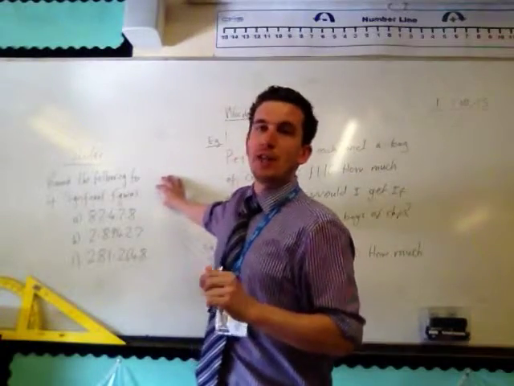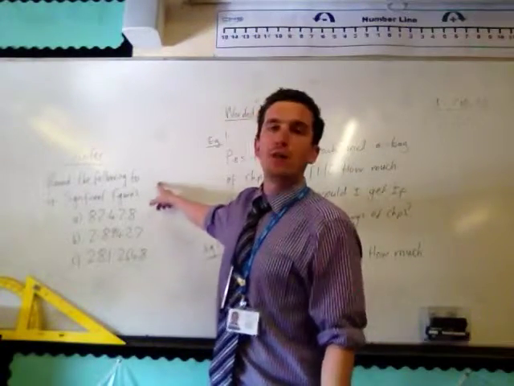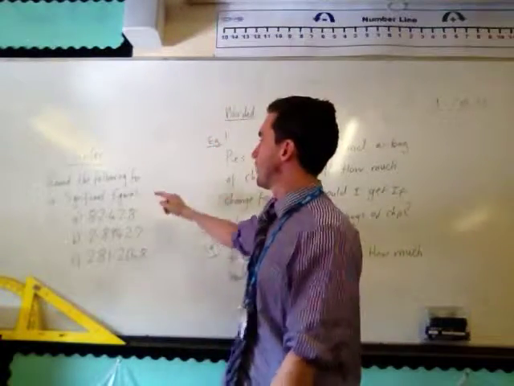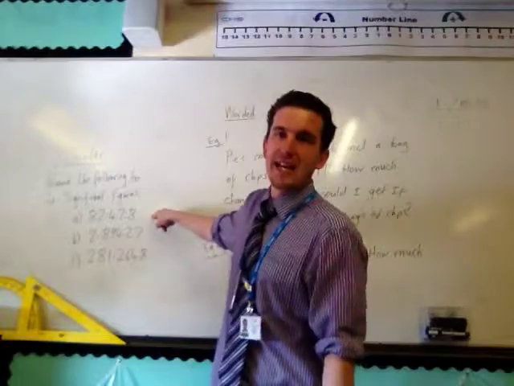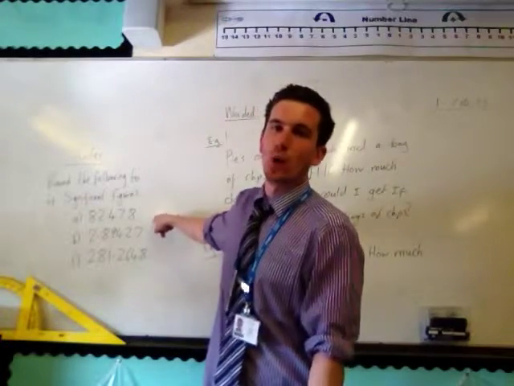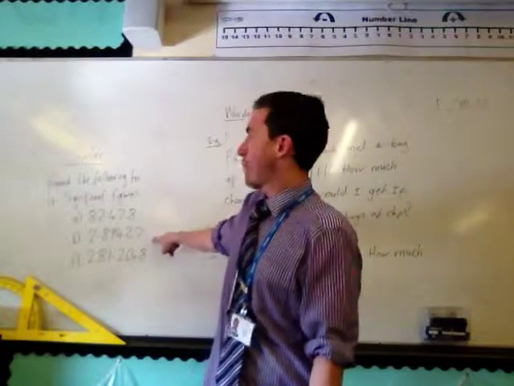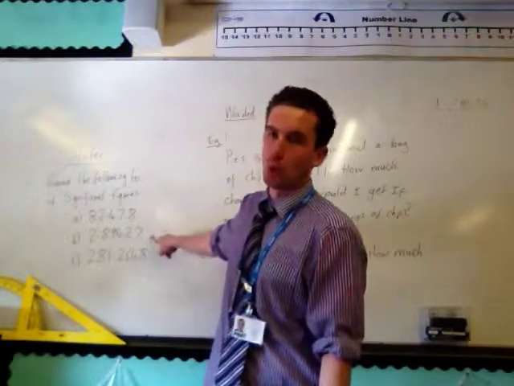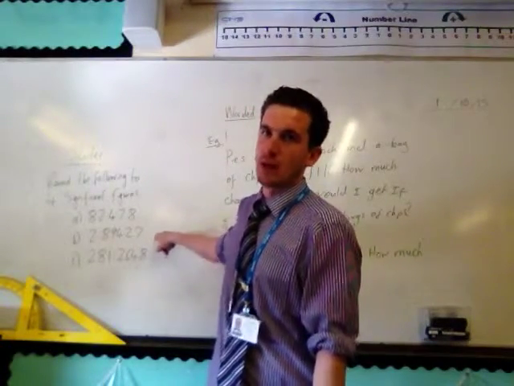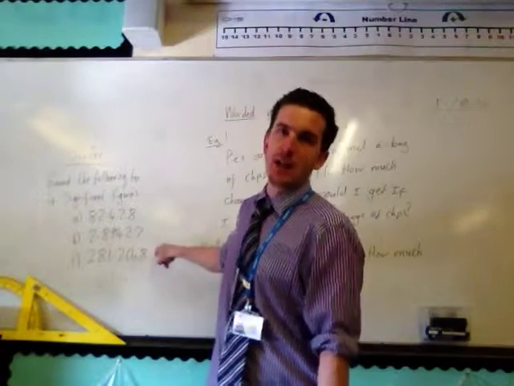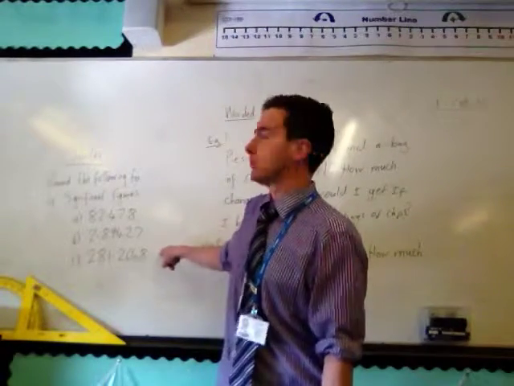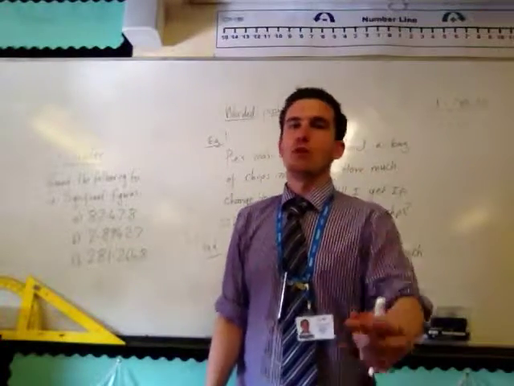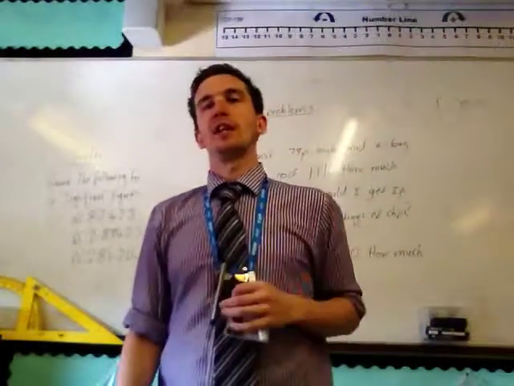And in case you can't read it, I'll read it for you. So round the following to 4 significant figures. A: 82.478, B: 2.89427, and part C: 281.2648. Round those to 4 significant figures.